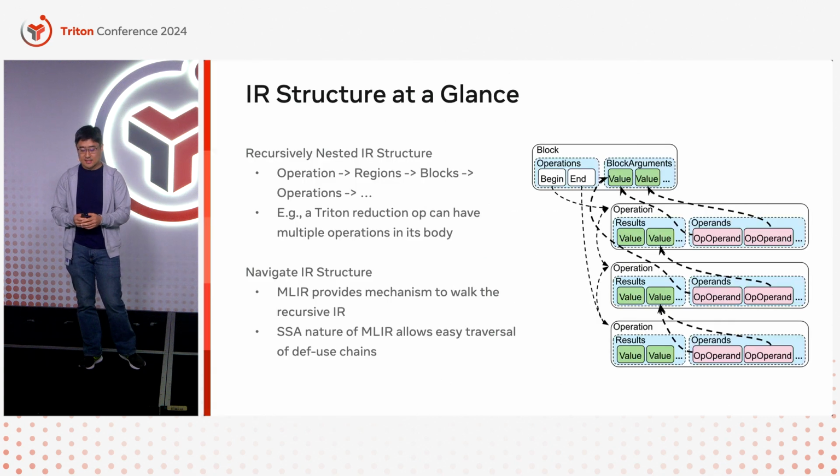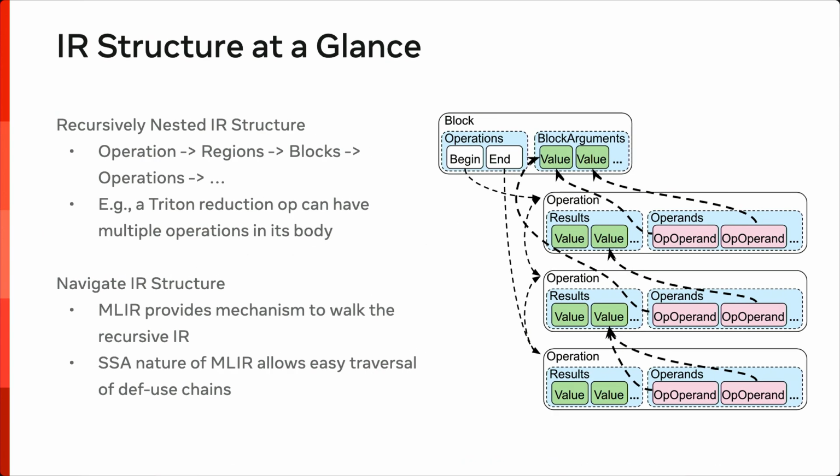I think this is the last slide on MLIR background. So how do these things put together, right? How do we use MLIR to actually represent a program? MLIR uses a recursively nested IR structure.